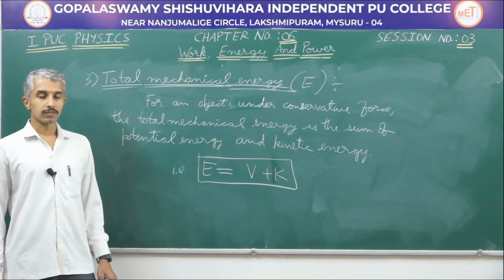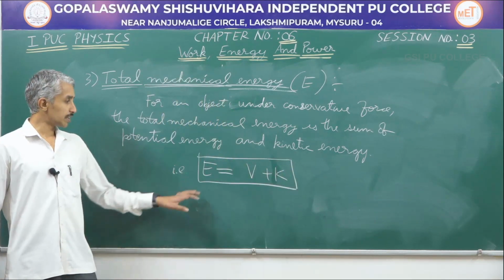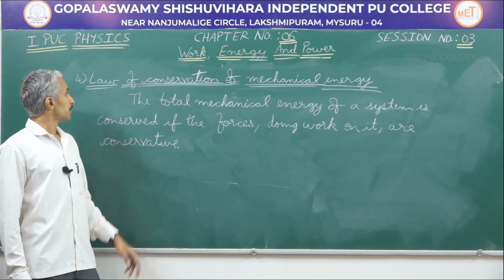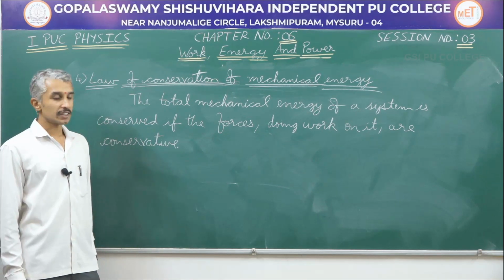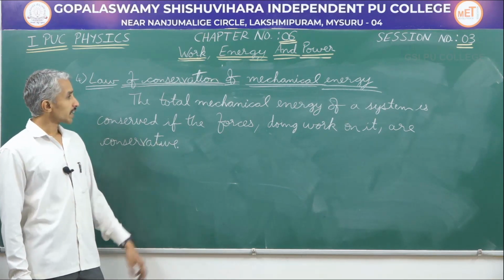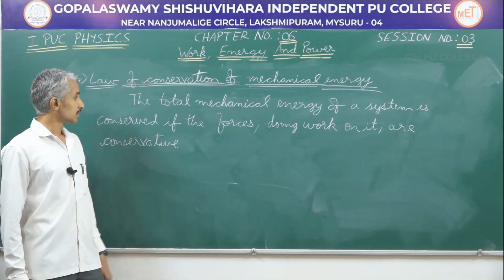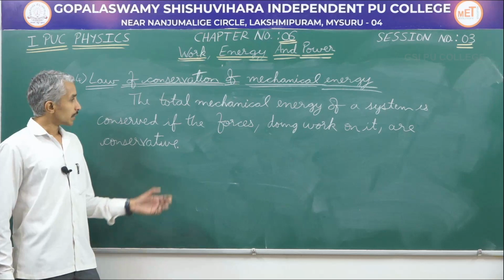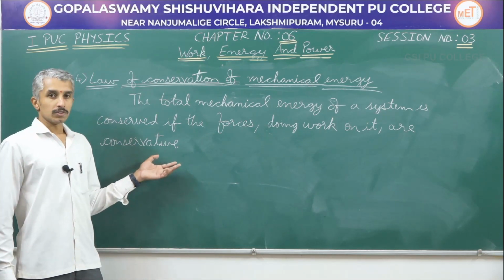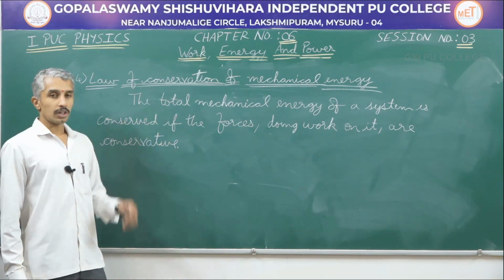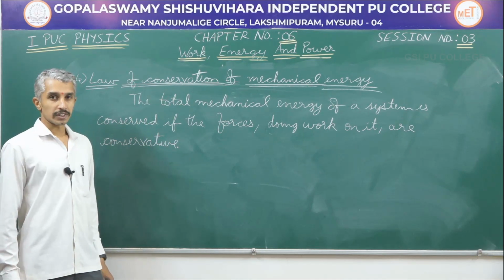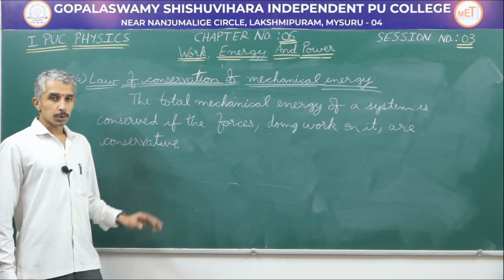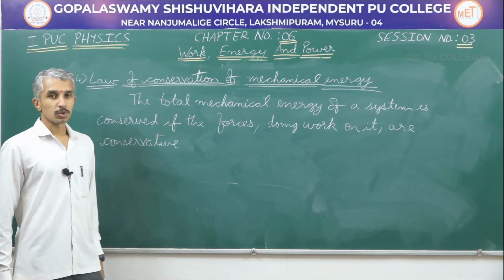Finally, we have law of conservation of mechanical energy for an object under conservative force. So let us see what is it. Here is the statement of law of conservation of mechanical energy. It says the total mechanical energy of a system is conserved if the forces doing work on it are conservative. To understand this statement better, we have to prove this law in case of a freely falling body under the gravity. So we will prove that. By proving that, we will understand this statement more better.